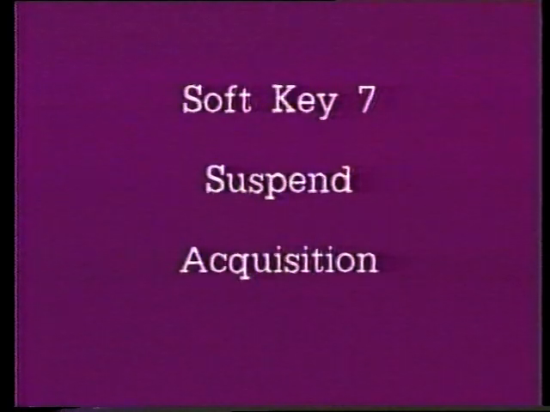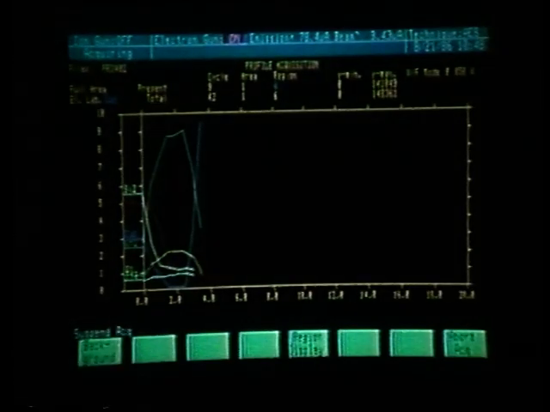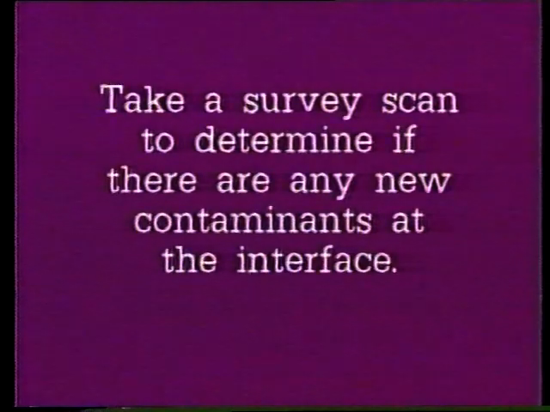When we suspend acquisition by pressing soft key number 7, it will complete this full cycle, that being cycle number 9. It will then blank the screen and return to home bank. At that point, we can take survey scans, multiplexes, maps, or line scans. For this demonstration, we will only take a survey scan in order to determine if at this interface we find any new contaminants.